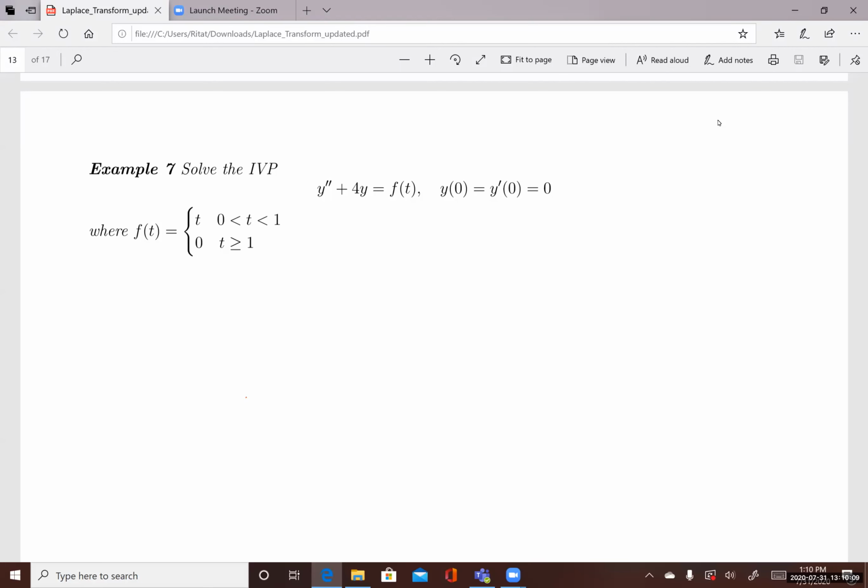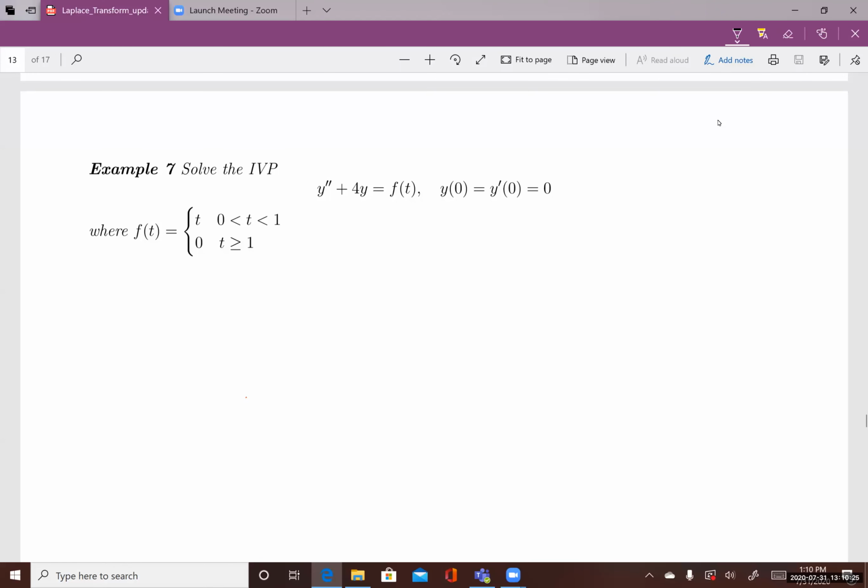This video will show how to solve an initial value problem when there's a step function involved in the non-homogeneous part. First, we have a second order differential equation with two initial values, y(0) and y'(0), where f(t) is a step function. Then how can we solve this IVP using Laplace transform?